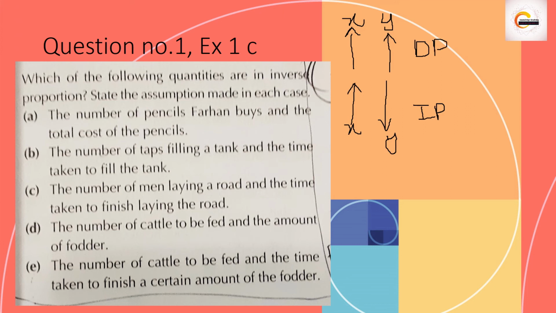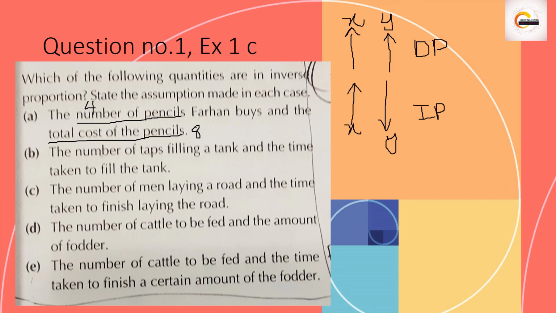Okay, now question number 1, part A. The number of pencils Farhan buys and the total cost of the pencils. See, there are two variables: total cost of the pencils and number of pencils. Suppose Farhan bought 4 pencils and each pencil costs 2 rupees. So the number of pencils would be 4 and the total cost of these 4 pencils is 4 multiplied by 2, 8. Alright, we can see 4 and 8.